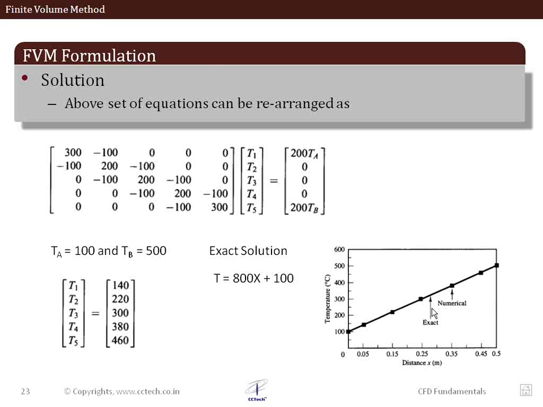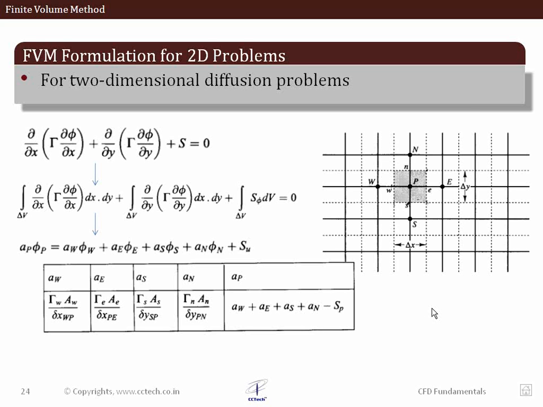What we have managed to do is, also in the case of a two-dimensional problem, we do something similar. We manage to convert our partial differential equation into a linear algebraic equation. So in the 2D case, as you can see here, instead of just the cells on the eastern side and the western side, we also have a cell on the northern side and southern side.